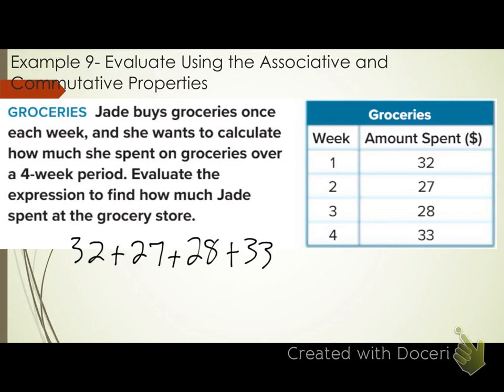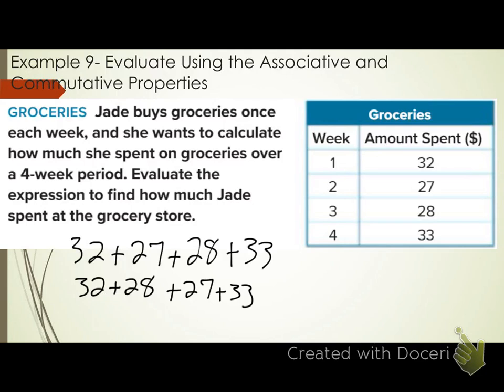Okay. Let's think about our properties that we've learned about today, commutative and associative. Are there any numbers that might be easier to add together here? 33 and 32 and 28 and 27. 33 and 28. That's the route that I was thinking. 32 and 28 would give me a number that ends in what? 0, which I usually like to deal with numbers that end in 0. They're usually pretty easy to add, right? And 27 and 33 will also give me a number that ends in 0. It's going to be pretty easy to add two numbers that end in 0, in my opinion.